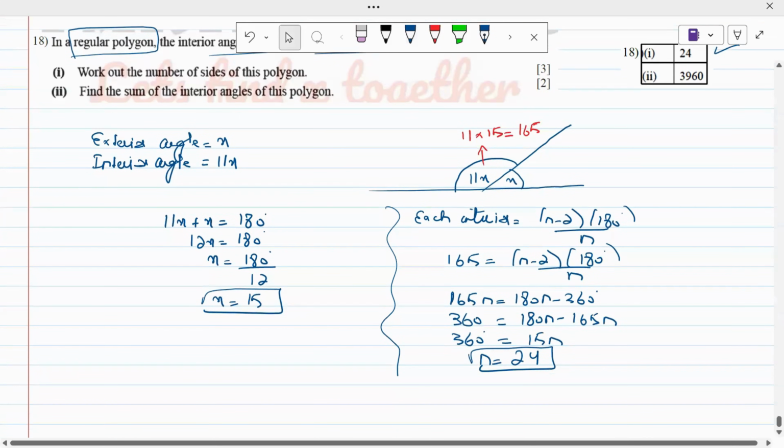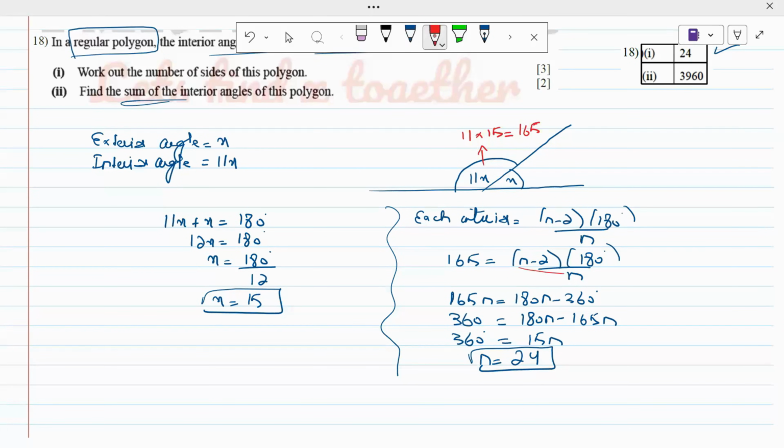Sum of interior angles. So the sum of interior angles is only this part, n minus 2 into 180. So part 2, we have to find the sum. That is n minus 2 into 180. N is 24. So 24 minus 2 into 180. So that is 22 into 180, which is 3960. So this was about the second part.